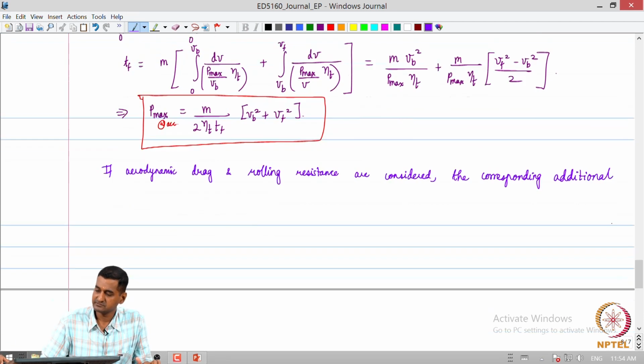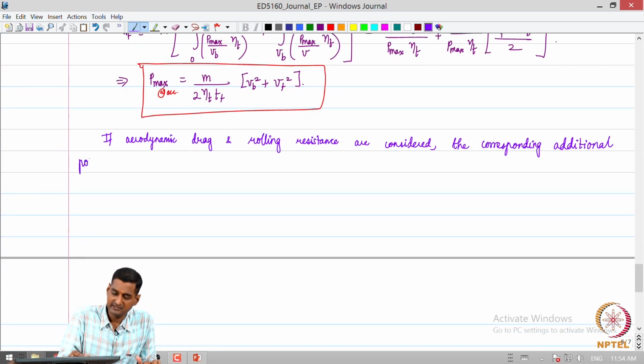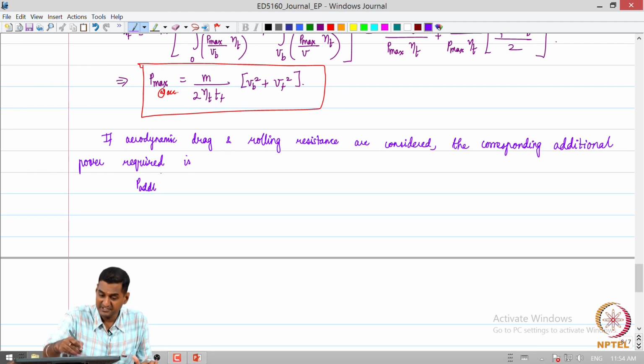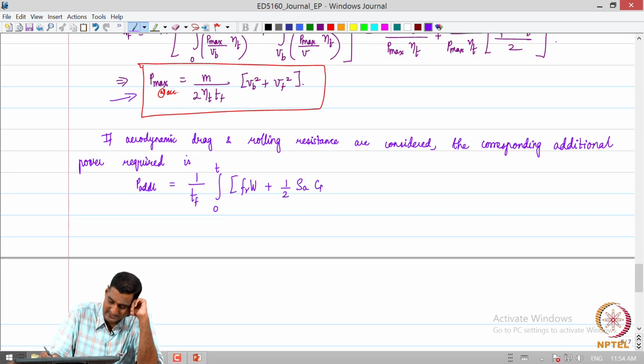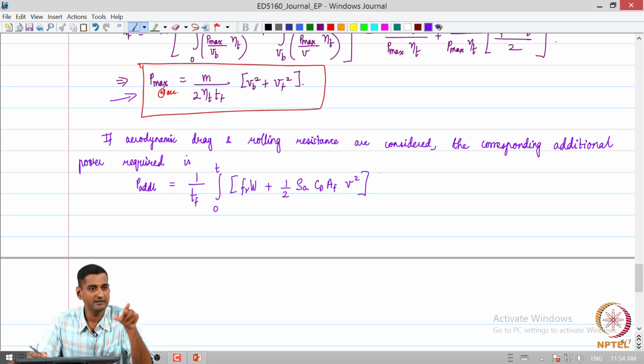Additional power requirement is the following. So, let me put it as P additional, that is in addition to this P max what we derived here, right. So, that is why I am calling it additional. So, this is going to be 1 by Tf integral 0 to Tf of [FRW, the rolling resistance, plus half rho A CD AF V square, that is going to be the aerodynamic drag] times V dt.